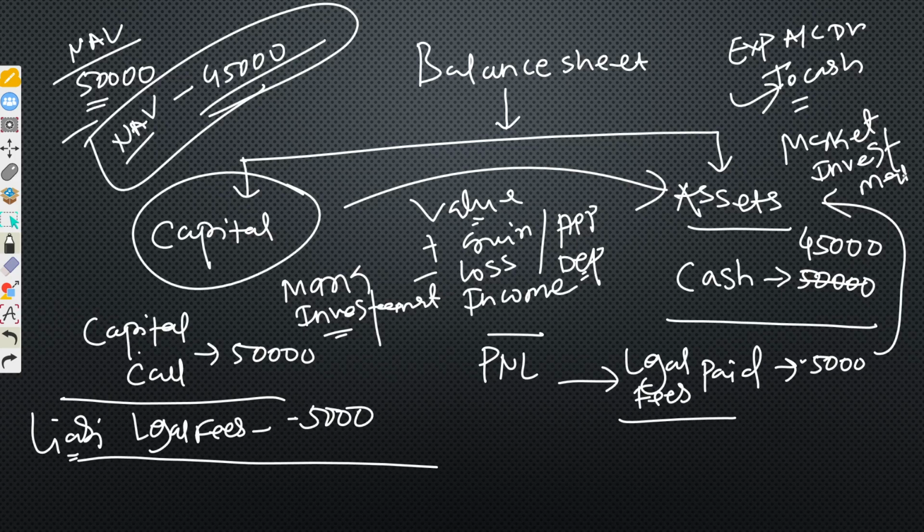If you have a gain, then of course you can add it to the capital and ramp it up, because your asset side is higher. And if your assets have depreciated, then we deduct the same difference from the capital value. Why? Because we invested 50,000, but we don't see that 50,000 as a value in the portfolio, which has depreciated.